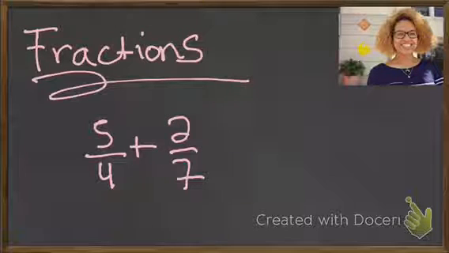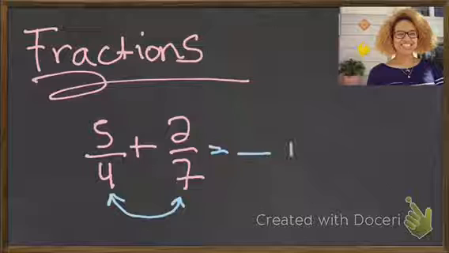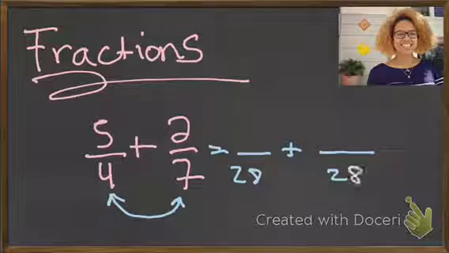I have 5 fourths plus 2 sevenths, and I want to add these two fractions. Well, in order to add them, I need to have the same denominator, the same number in the bottom. The easiest way to find a common denominator is to simply multiply the two bottom numbers. So, if I multiply 4 times 7, that gives me 28.